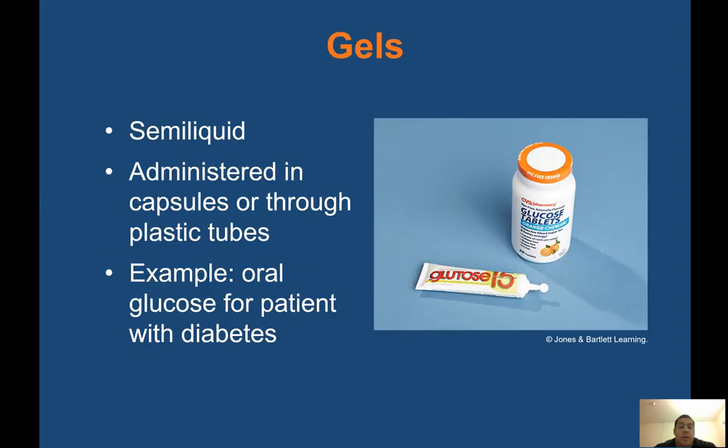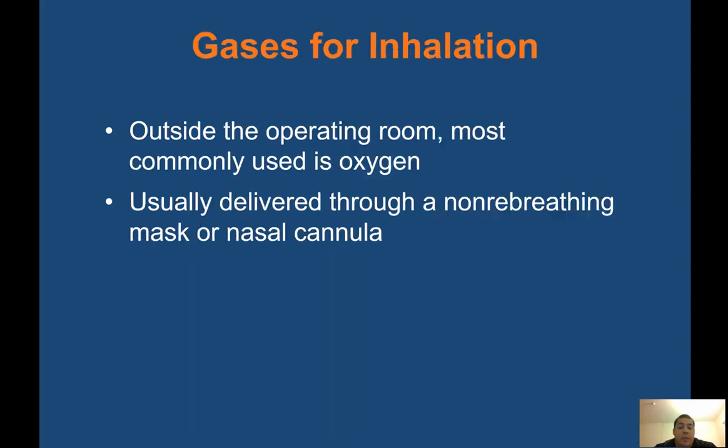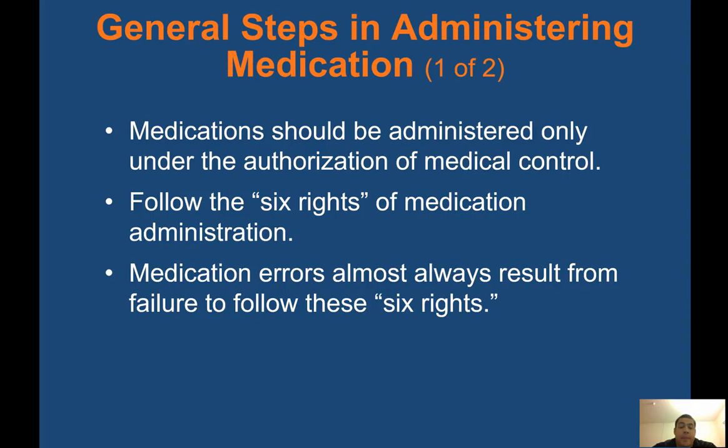Gels are semi-liquid, administered in capsules or through plastic tubes. Example: oral glucose for a patient with diabetes. Gases for inhalation outside the operating room. Most commonly used is oxygen, usually delivered through a non-rebreather mask or nasal cannula. How much oxygen do we give for a non-rebreather mask? About 10 to 15 liters per minute, right? What about a nasal cannula? About 2 to 6 liters per minute.